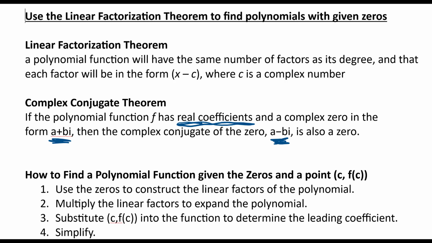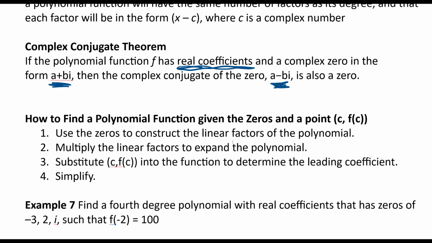And just to reiterate, a plus bi and a minus bi are called complex conjugates because of that plus and minus. And just, well, I'm going to leave it at that. Sorry, I can digress quite a bit here.